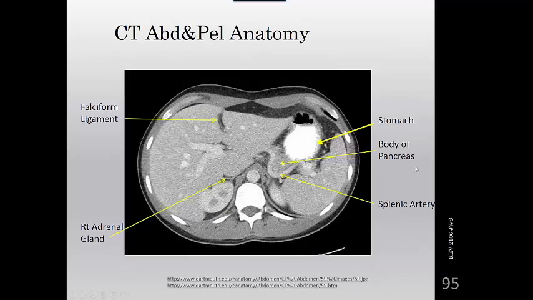So here's again the stomach. Here's the falciform ligament that attaches to the anterior wall of the abdomen, kind of separates the liver into the lobes here, and there's the liver, of course. The right adrenal gland coming in right here. It's going to be a V-shaped one here. Splenic artery coming this way through the spleen. The body of the pancreas kind of runs right below that, and we'll catch more of the pancreas on the next slice.